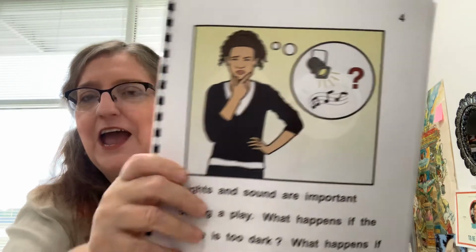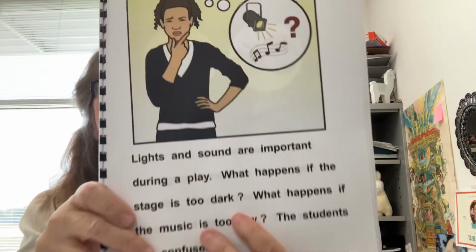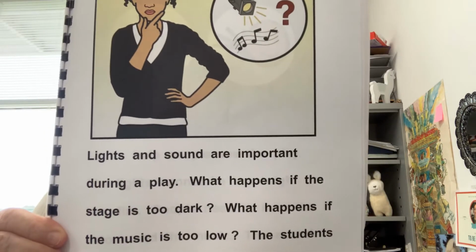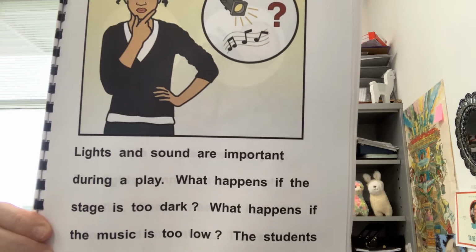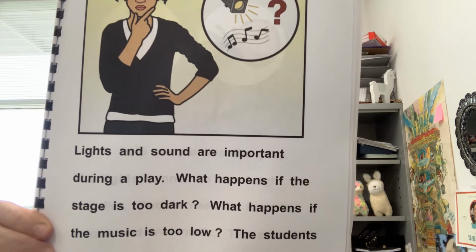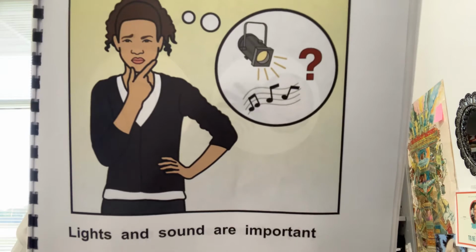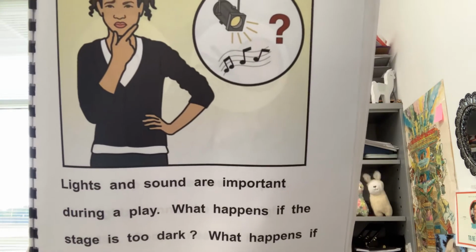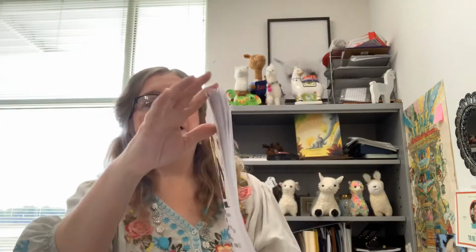More think dots, but there's something else happening. Look what the teacher's doing. She's doing this with her hands. That's another way that we see people thinking. Miss Thomas is thinking. Lights and sound are important during a play. What happens if the stage is too dark? What happens if the music is too low? The students are confused. I wonder what happens. Let's turn the page.